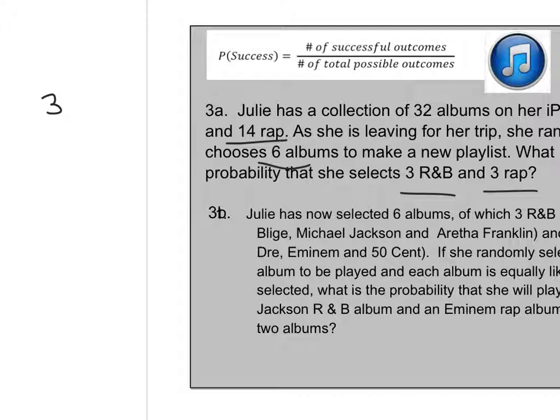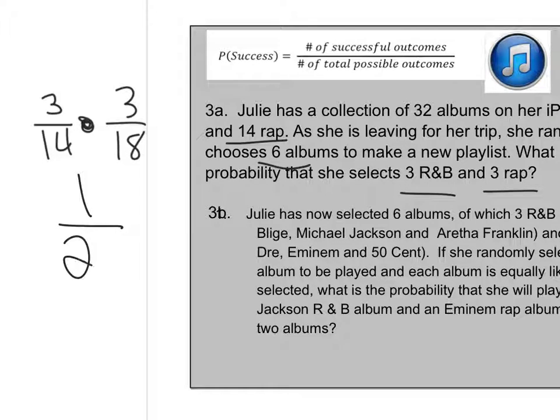So that's going to be 3 out of 14 for the rap, and then 3 out of 18 for the R&B. And means I'm going to multiply both of those together. So when I do that, it simplifies to 1 over 28, about. So that is my probability that I choose 3 R&B and 3 rap.